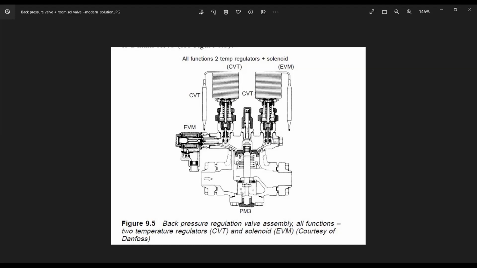Okay, ये थोड़ा difficult to understand, but idea वही है कि instead of having two separate things, you have it on one complete body now. And I actually do not remember from where I got this photograph. इसका operation मेरे को भी याद नहीं है. But I remember it was a new modern solution that I have written, that back pressure for room solenoid valve is basically together. That is the idea. So two temperature regulators and solenoid valve. ये temperature regulator है और ये आपका solenoid valve है. Back pressure regulation valve assembly.